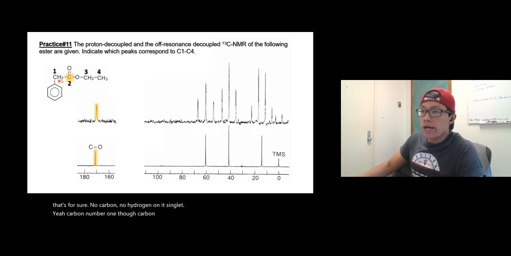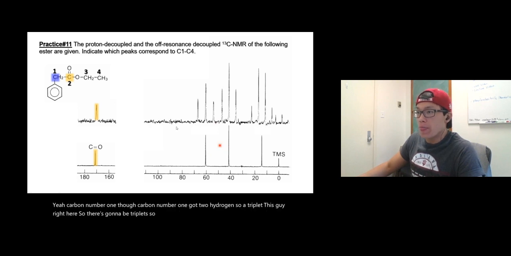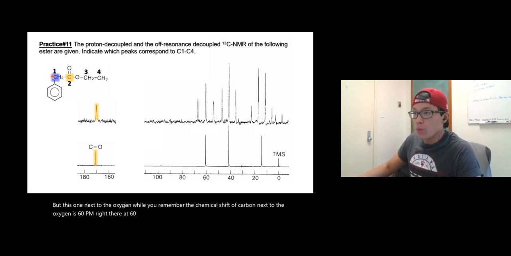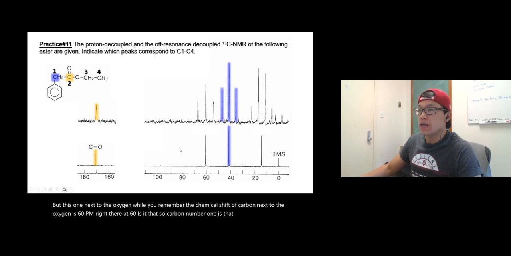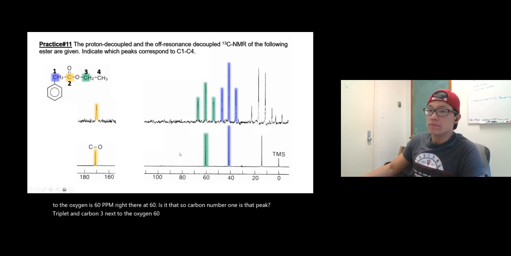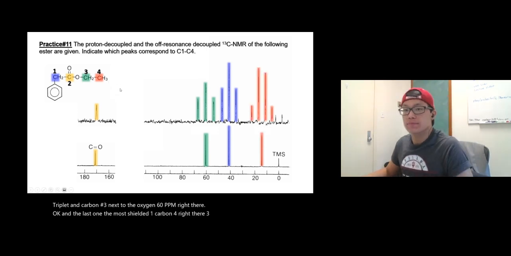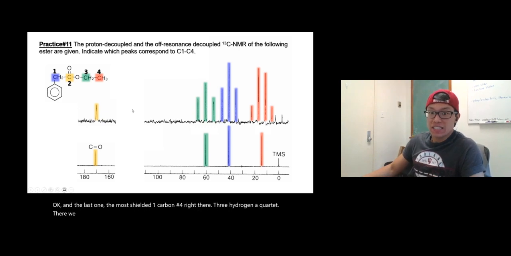Carbon number 1 though. Carbon number 1 has 2 hydrogen, so a triplet. This guy right here is going to be a triplet, so either here or here. The other CH2 is also a triplet, right? But this one is next to the oxygen. You remember the chemical shift of carbon next to the oxygen is 60 ppm, right there at 60. So carbon number 1 is that peak, a triplet, and carbon number 3 next to the oxygen is at 60 ppm, right there. And the last one, the most shielded one, carbon number 4 right there, 3 hydrogen, a quartet. There we go. That's it. That's simple.